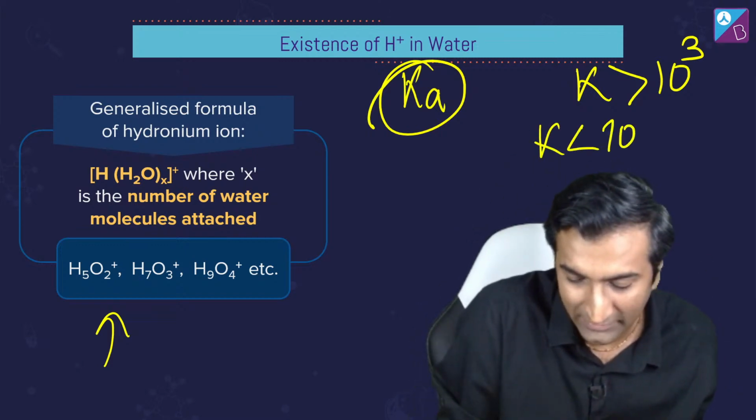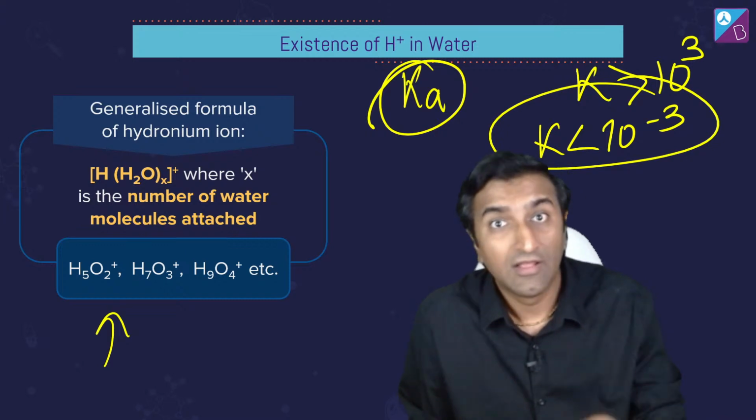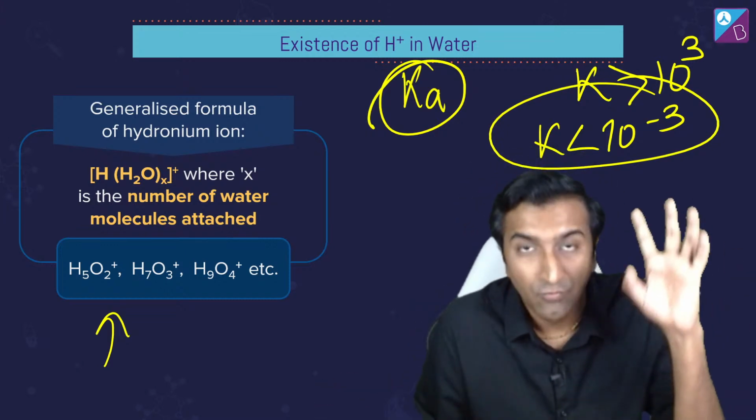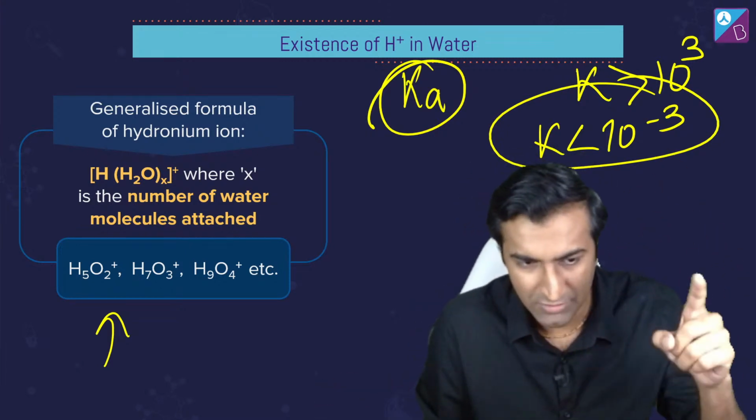If K is less than 10 power -3, then it's weak. It almost doesn't happen, okay? We will look at this on the basis of this K. We will talk about Ka in the next session. But a good question, beautiful question.